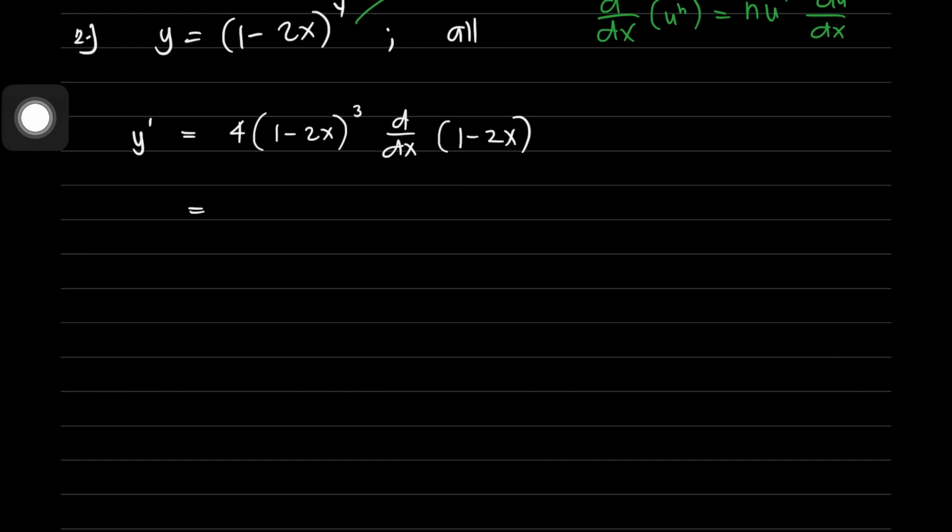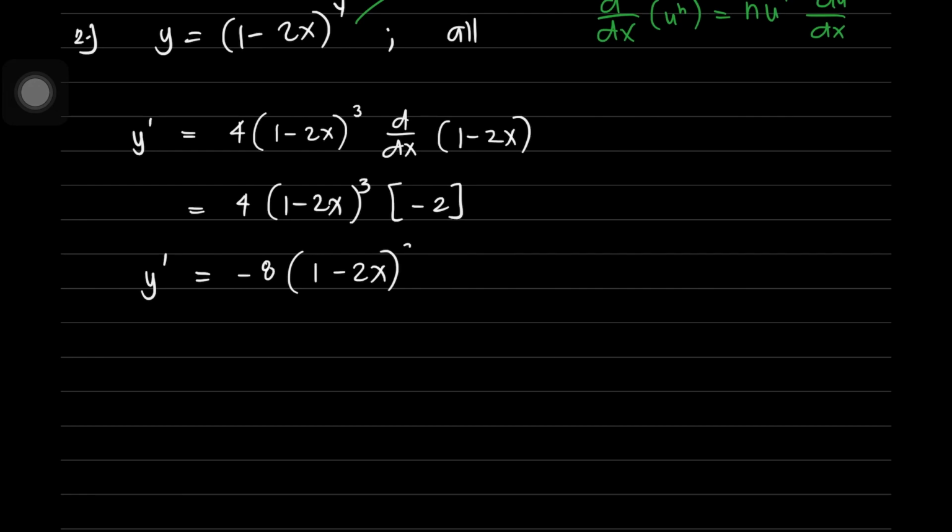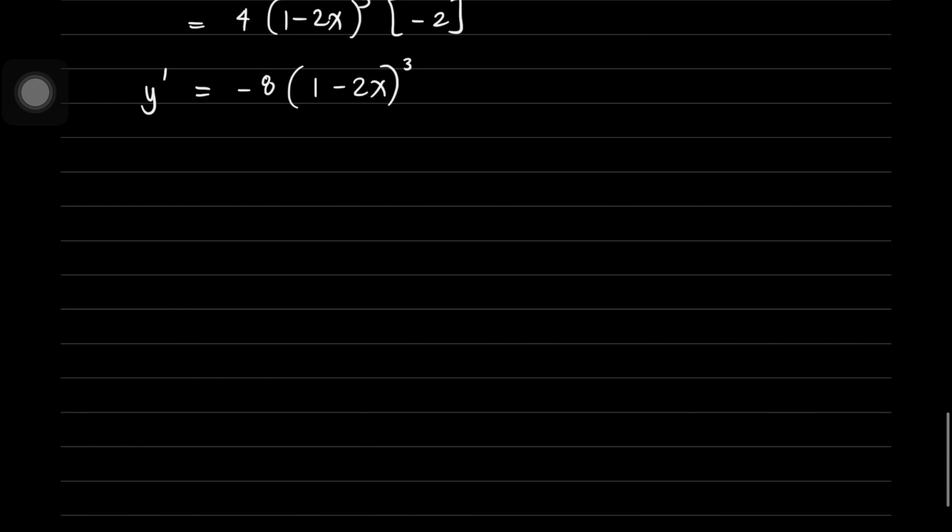So this is now equal to 4 times 1 minus 2x raised to 3 multiplied by the derivative of this one, which is equal to negative 2. The derivative of 1 is 0, the derivative of negative 2x is negative 2. Therefore, y prime is now equal to negative 8 multiplied by 1 minus 2x raised to 3. All right, so that's the first derivative.